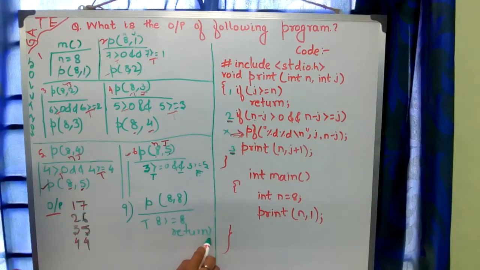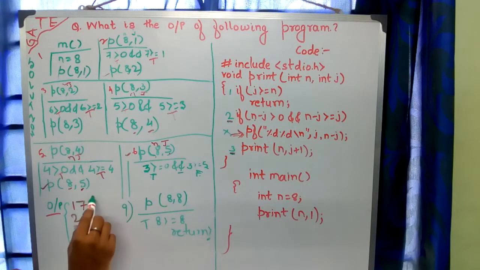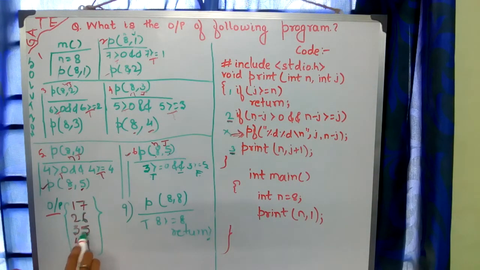So the final output will be 1, 7, 2, 6, 3, 5, 4, 4, and this will be the solution, and we can find this in the given options. Thank you.